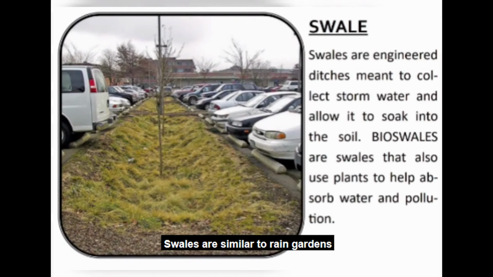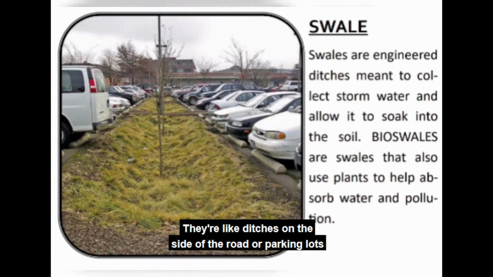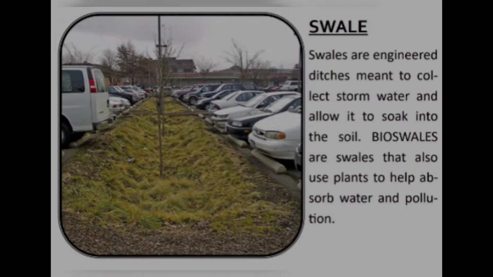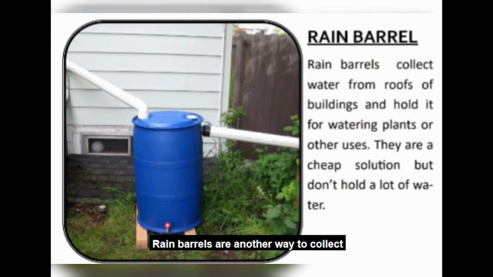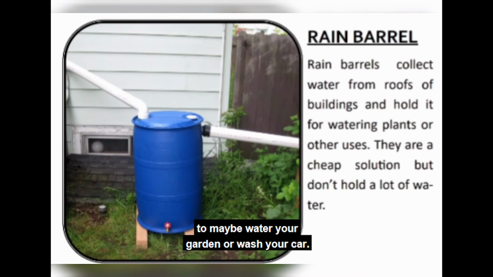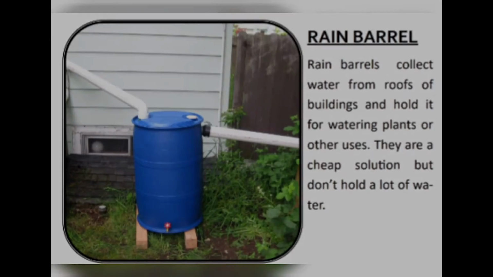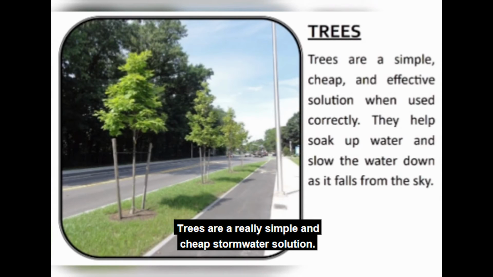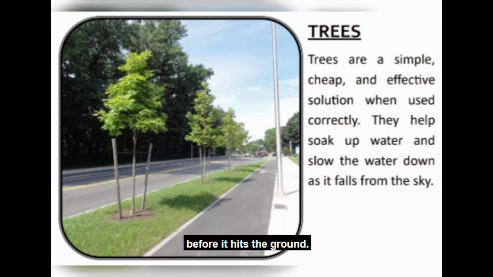Swales are similar to rain gardens but can hold even more water. They're like ditches on the side of the road or parking lots and can absorb water and soak up pollution. Rain barrels are another way to collect and hold water from our roofs. You can use the water in the rain barrel to maybe water your garden or wash your car. Trees are a really simple and cheap stormwater solution. The roots can help soak up some of the water, and the leaves can help slow the water down before it hits the ground.